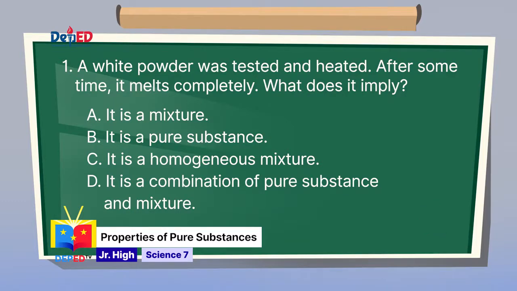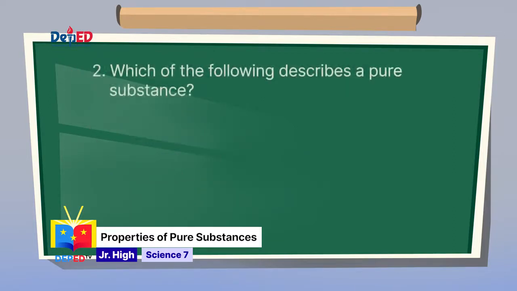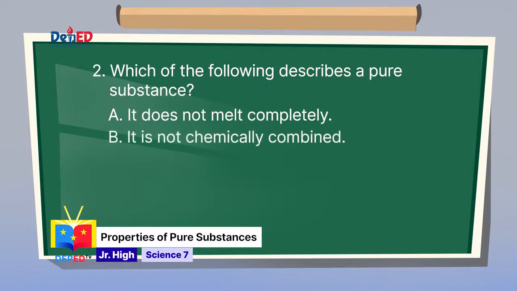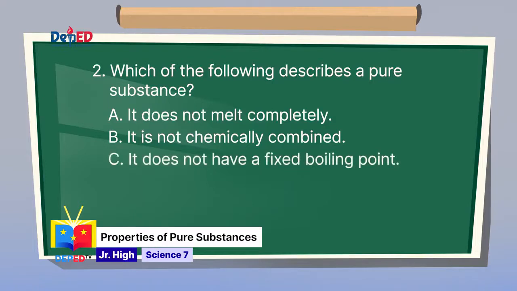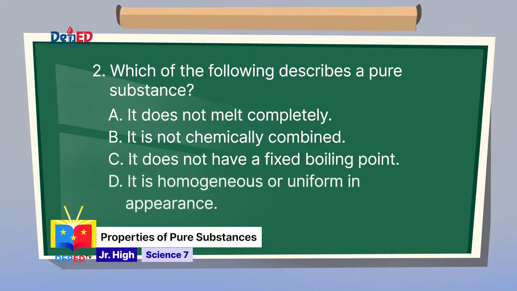It is stated that the white powder was tested, heated, and melted completely as a result. So, it implies that the white powder is a pure substance. The correct answer is letter B. Number 2. Which of the following describes a pure substance? A. It does not melt completely. B. It is not chemically combined. C. It does not have a fixed boiling point. D. It is homogeneous or uniform in appearance.